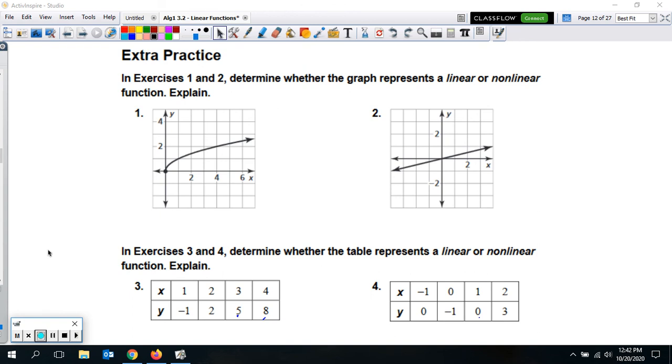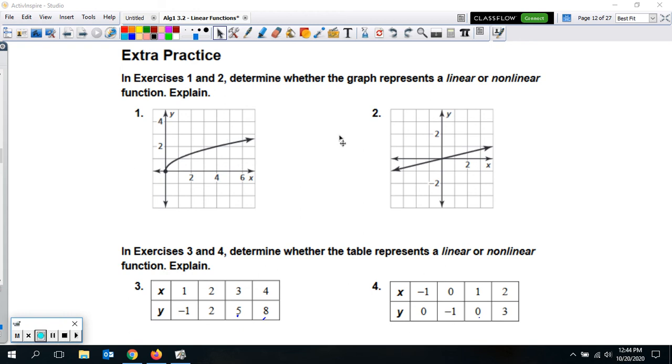Okay, so now having seen those examples, I'm going to have you try 1 through 4 on your own. So I'm going to have you pause the video. For 1 and 2, just identify if it's linear or nonlinear based on the graph. For 3 and 4, identify if it's linear or nonlinear based on the table. I'll give you some time. Just pause the video and then play it to check your answers. Okay, so you should have paused it. You should have some answers.